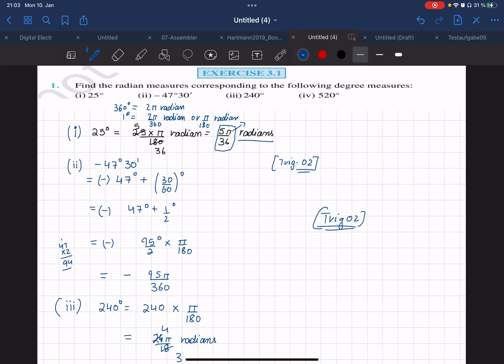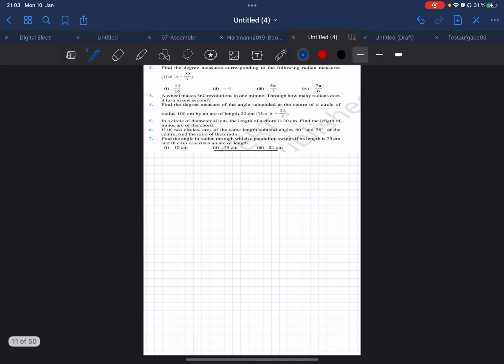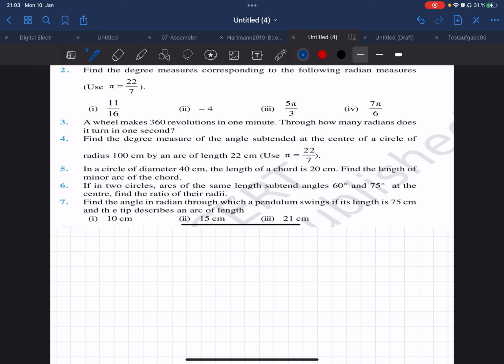So that is the first question of NCERT. It's very simple, I guess. All of you could have done that. Now I'll come to the second question of NCERT. The second question says: find the degree measures of the following radian measures. So we have to find the degree measures of the following radian.